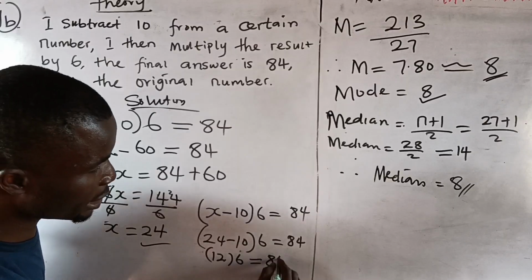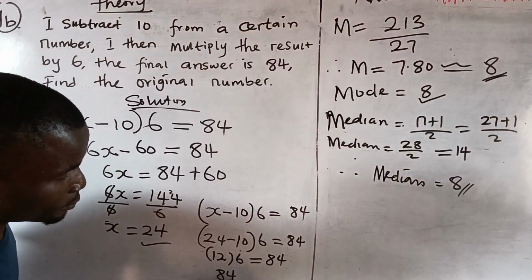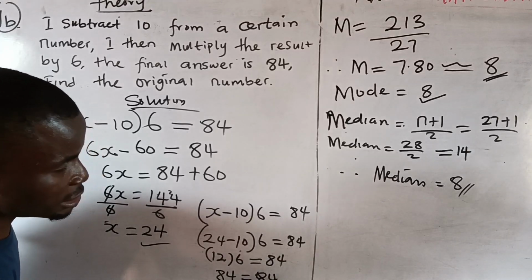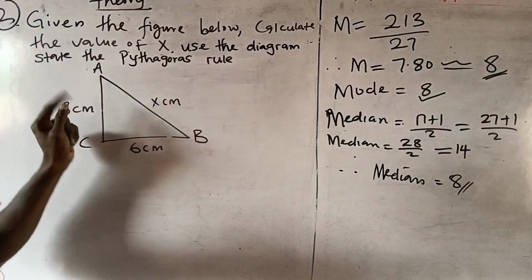12 times 6 will give us what? It will give us 84. So that means the equation is balanced. Now let's check question 2 of the junior WAEC question.